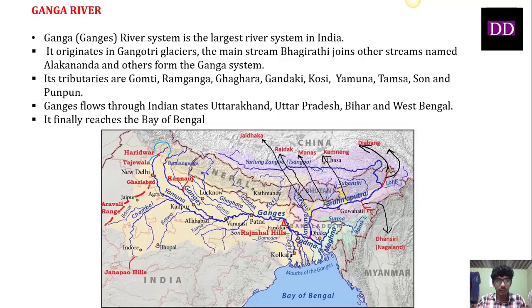The next one is the Ganga River. Ganga River is the largest river in India. It originated in Gangotri Glacier. The tributaries of Ganga are Gomti, Ramganga, Ghaghara, Gandaki, Kosi, Yamuna, Tamsa, Son and Punpun. These are all the tributaries. The Ganga flows through the states of Uttarakhand, Uttar Pradesh, Bihar and West Bengal, and finally it reaches the Bay of Bengal.